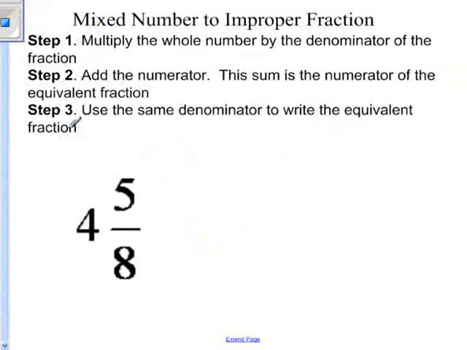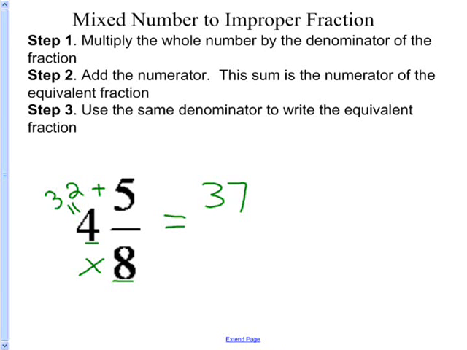Next, we want to see how we can change a mixed number into an improper fraction. So first thing we want to do is multiply the whole number by the denominator in the fraction. So 8 times 4 equals 32. Next, I want to add the numerator to that product, so 32 plus 5 equals 37. And then I use the same denominator to write my equivalent fraction. So my improper fraction is 37/8, and that is equal to 4 and 5/8.